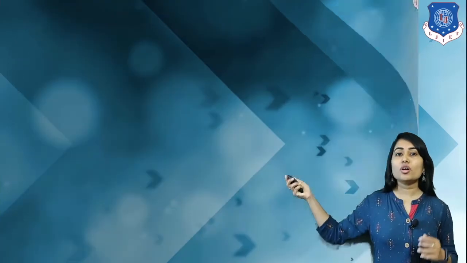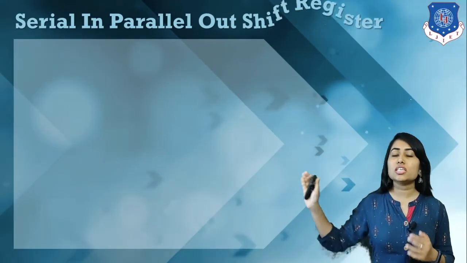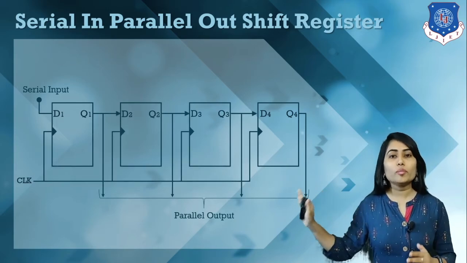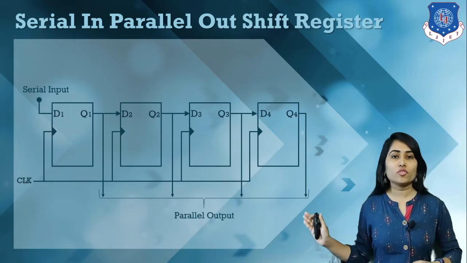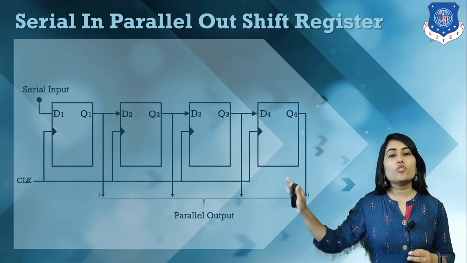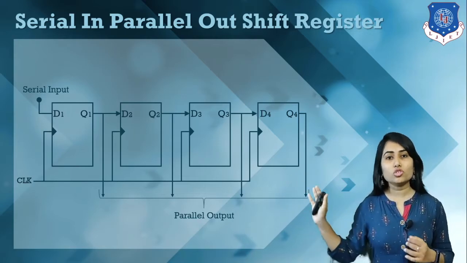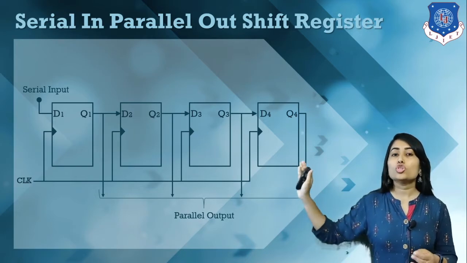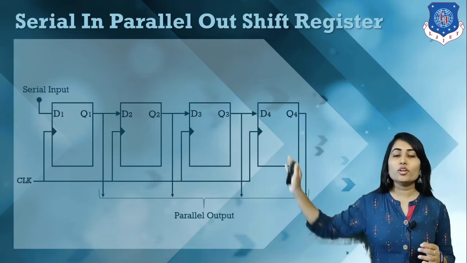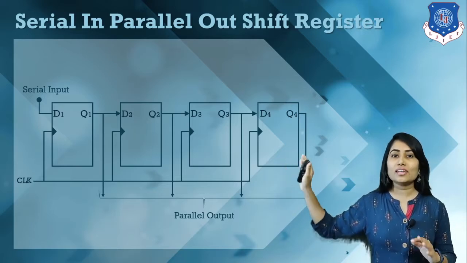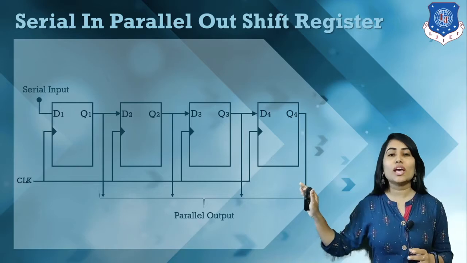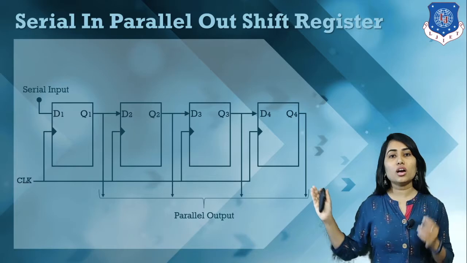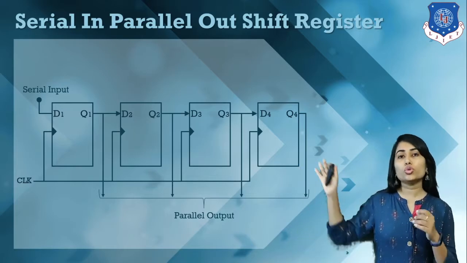Here we have a basic block diagram for the serial in, parallel out, shift register. This is a 4-bit serial in, parallel out, shift register. Our data can enter one bit at a time, so at D1 we have a serial input, our data is shifted like this, and we have outputs at Q1, Q2, Q3, Q4.